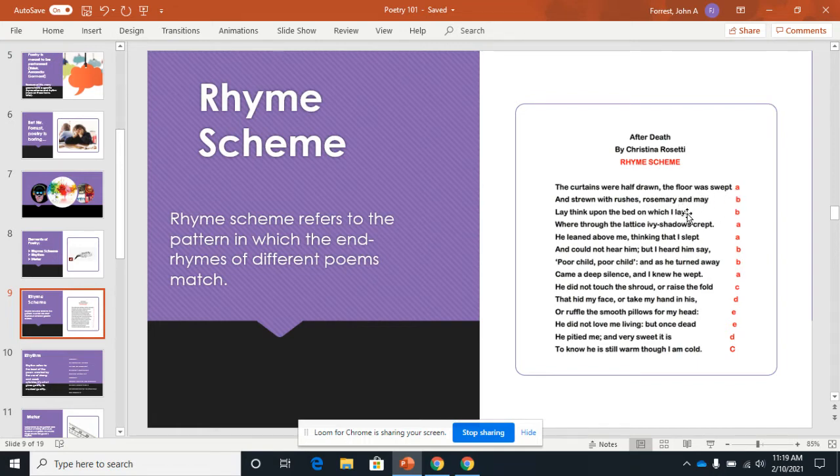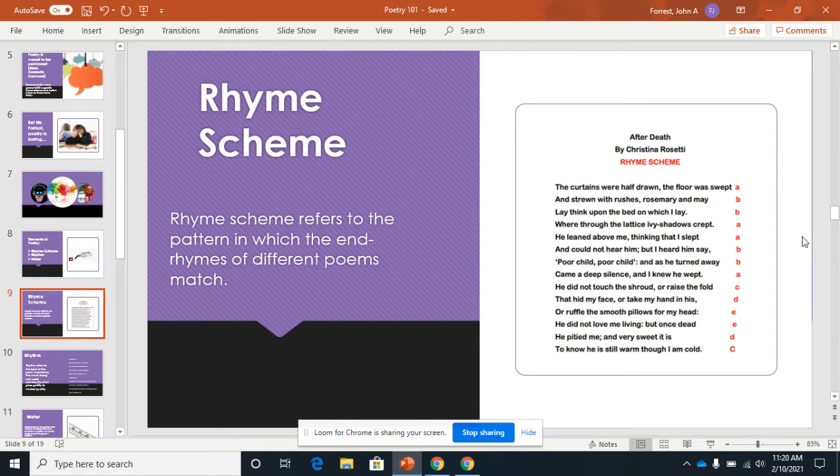But line 3, lay rhymes with May, so you'd put B again because those two rhyme. Line 4, our last word is crept. Well, crept rhymes with swept, which is our A, so we'd put A right here. Line 5, slept rhymes with crept, and so we put an A again. Line 6, say rhymes with lay and may, so we'd put B. So we have like an A, B, B, A type of rhyme scheme here.